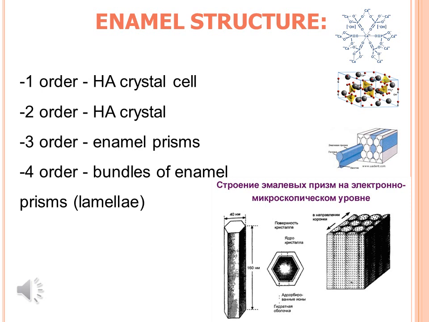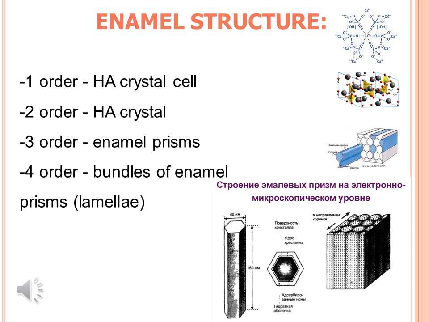The prisms have a complex orientation. Through the whole layer of enamel, they are directed perpendicular to the dentin surface. Each prism contains highly packed hydroxyapatite crystals. Thus, the structure of the enamel has several orders. From smallest to largest: first order, the hydroxyapatite crystal cell. Second, the hydroxyapatite crystal. Third, enamel prisms. Fourth, bundles of enamel prisms, lamellae.